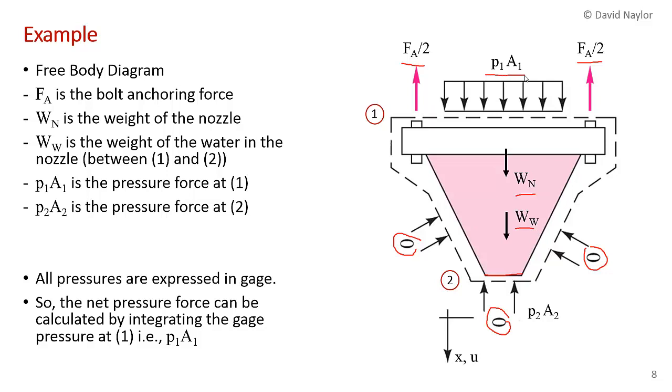P1A1 is the pressure force in gauge pressure at 1, and P2A2 is the pressure force at the discharge. All the pressures are expressed in gauge pressure for the reasons that we discussed in the previous slide. It greatly simplifies the calculation. We don't have to deal with integrating the complex pressure over the outside of the nozzle. In fact, we only have to deal with P1A1. You'll see when we get on in this calculation.